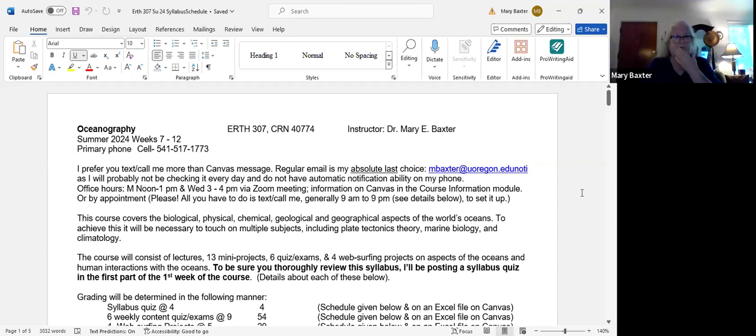Okay. So this course covers the full gamut of information you can have about oceans. It covers the biological, the physical, the chemical, the geological, and the geographical aspects of our world's oceans. And so to achieve this, we have to touch on a lot of different subjects, including plate tectonics theory, marine biology, and climatology, just to name a few.